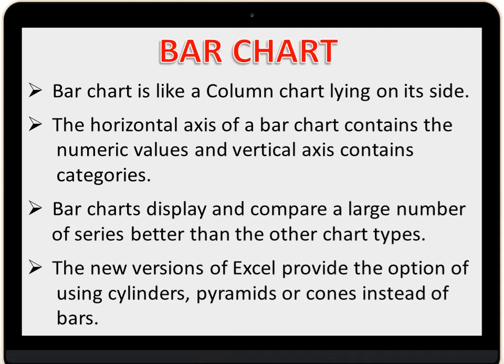The horizontal axis of a bar chart contains the numeric values and the vertical axis contains categories. In the above example, salesmen's names. Bar chart displays and compares a large number of series better than the other types of charts.